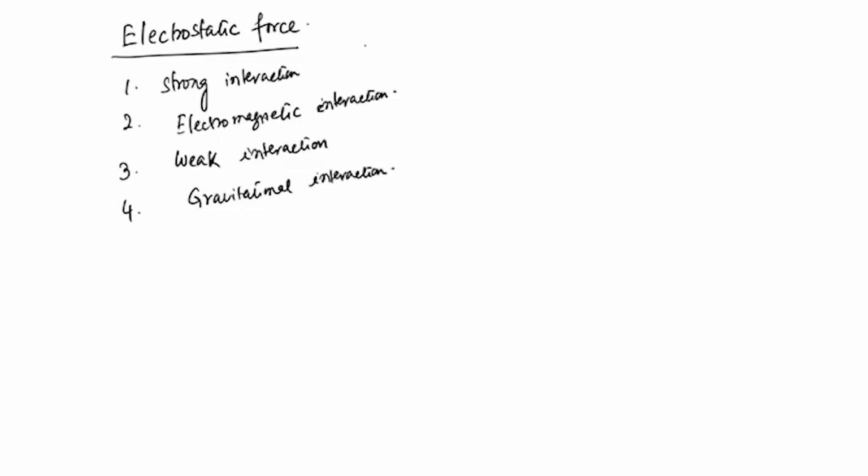And to tell you, if we scale the strong force to 1, that is the highest force or the strongest force. If this is 1, then electromagnetic forces are of the order of 10 to the power minus 2. The weak interaction is 10 to the power minus 10, and the gravitational interactions are usually of the order of 10 to the power minus 38.